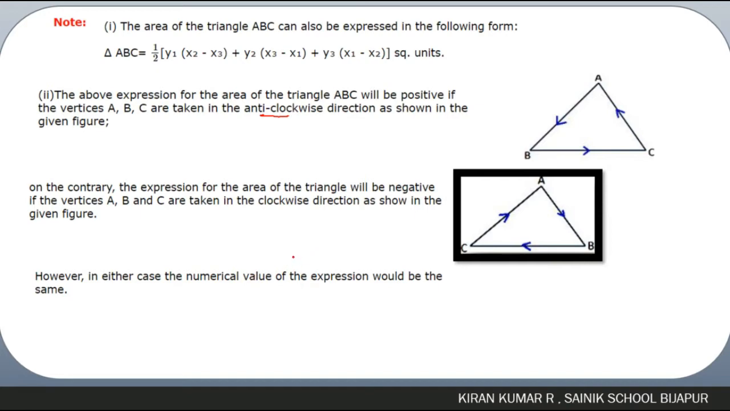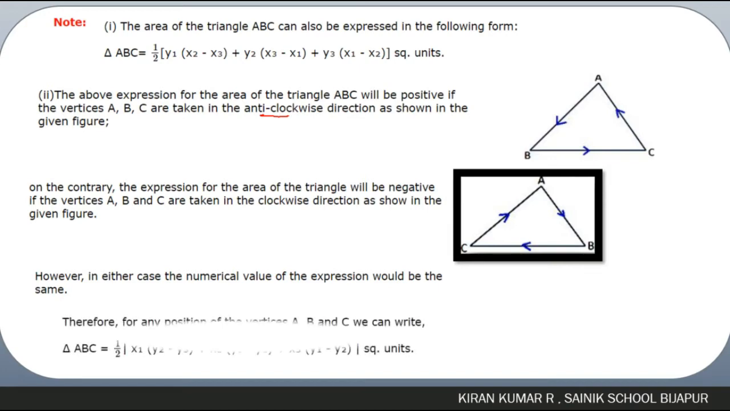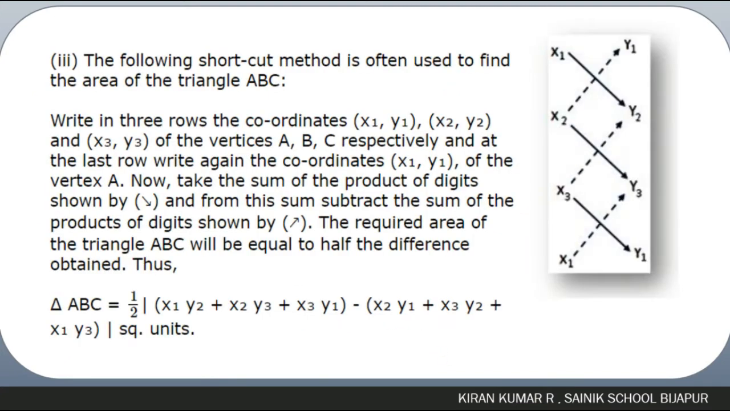We call the same as absolute value. The absolute value of the areas will remain the same. Therefore, the area of the triangle can be expressed as the modulus of x1 multiplied to (y2 minus y3), x2 multiplied to (y3 minus y1), x3 multiplied to (y1 minus y2). This modulus will give the absolute value. So remember, the absolute value would remain the same.